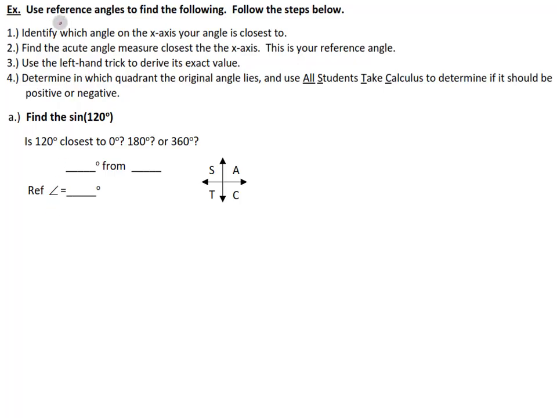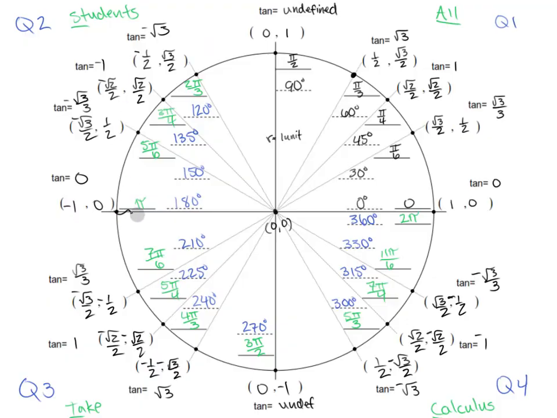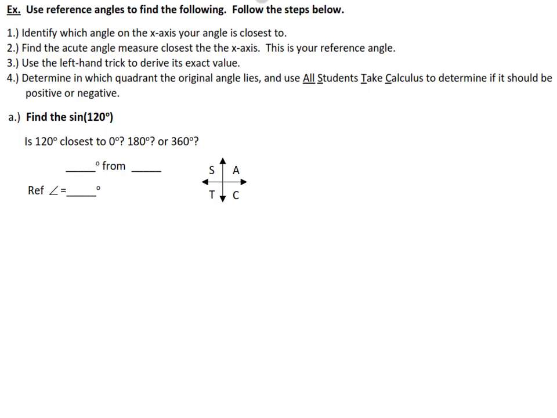So let's figure out how to find reference angles. One, we're going to identify which angle on the x-axis our angle is closest to. So think about when we're on the x-axis in the unit circle, I've got two measurements, but I guess really three. Are we closer to 0 degrees, 180, or 360? Those are values that would be close on the x-axis. And whichever we're closest to, we'll use as our reference angle. So let's try this first one.